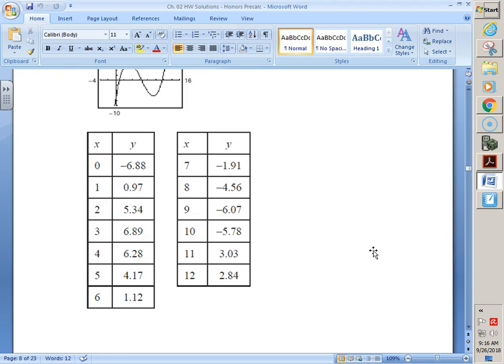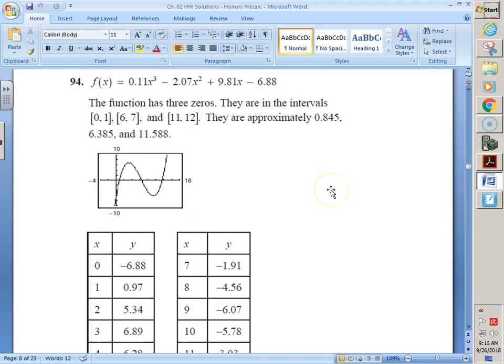Where's another one? Between 6 and 7, and then between 10 and 11. How could you have made it more precise? Go by 0.1s. More precise, go by 0.01s. More precise, go by 0.001s. And you could have gotten to this without ever using the zero feature.